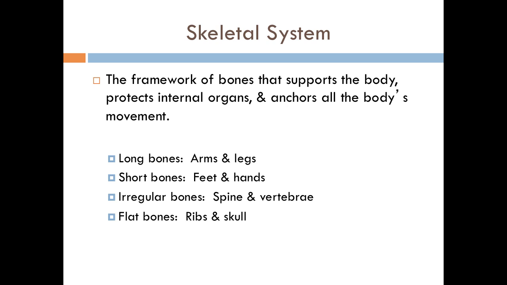The skeletal system, this is the framework of bones that supports the body and protects internal organs and anchors all the body's movement. There's different types of bones. There are long bones, short bones, irregular bones, and flat bones. Your long bones would be considered your arms and your legs. And your short bones will be considered your feet and your hands, all the different tiny bones that make up those. Your irregular bones would be considered your spine and vertebrae. And your flat bones would be your ribs and your skull.